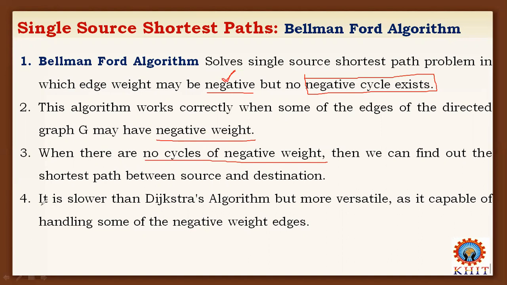And one of the drawbacks of the Bellman-Ford algorithm is that it is slower than the Dijkstra algorithm. The Bellman-Ford algorithm is slower compared to the Dijkstra algorithm, but the positive point is that it is more versatile, as it is capable of handling negative edges. So these are the differences between the Bellman-Ford algorithm and the Dijkstra algorithm, right?